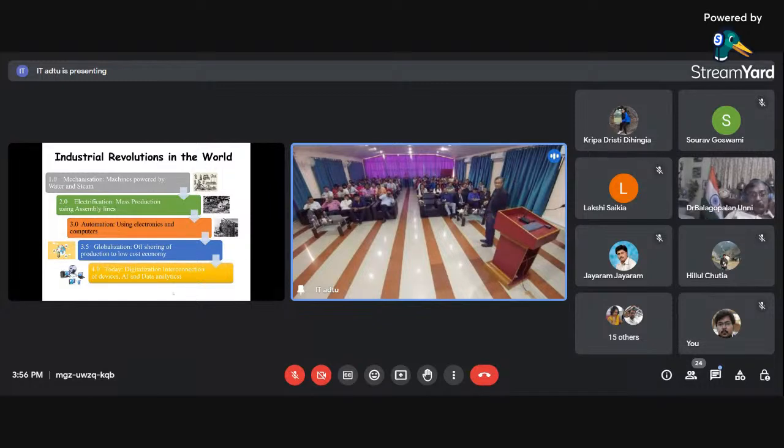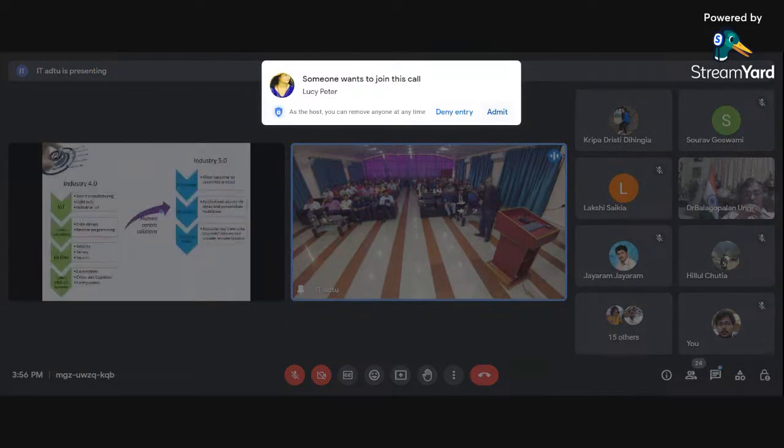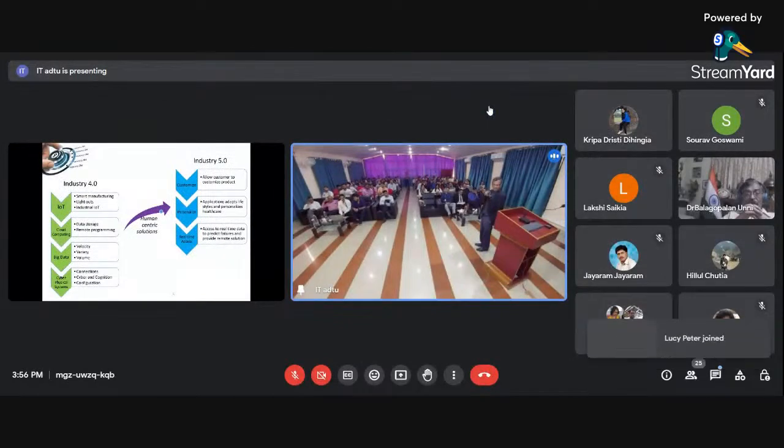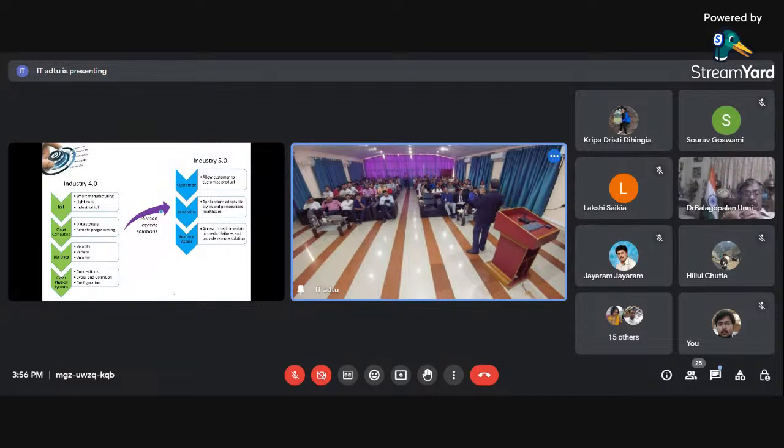Industry 2.0 is electrification. Industry 3.0 is automation. And probably Industry 3.5 is globalization. Now, the digitalization and interconnecting of devices, AI, data analytics, so what is important is we have to go from 4.0 to 5.0. So we have IoT, cloud computing, big data, cyber physical systems. So 5.0 is customization, personalization, real-time access. This is how humans and the machines will work with each other.